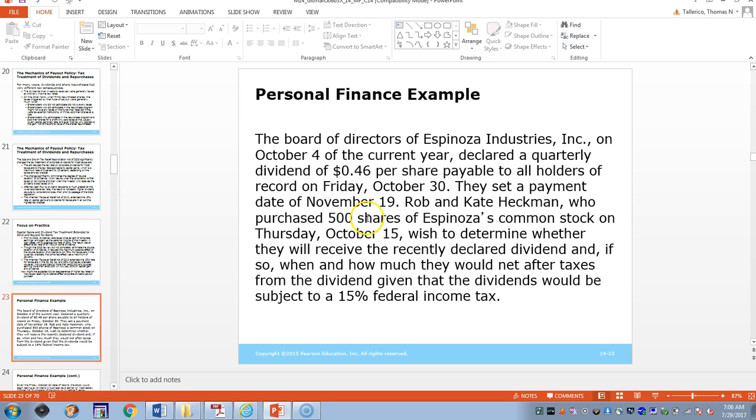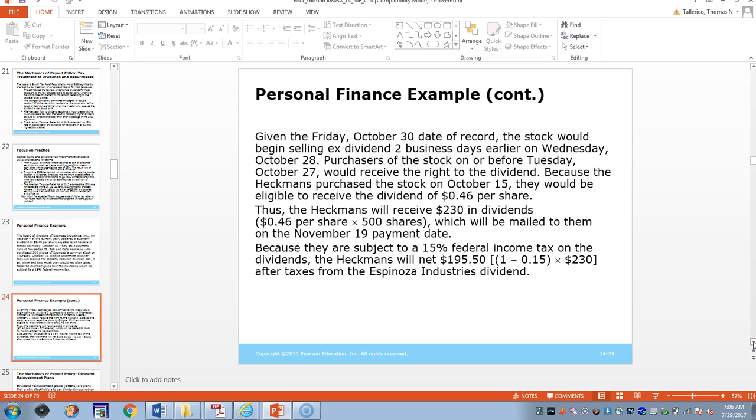So they purchased 500 shares, right? And the quarterly dividend is 46 cents per share. Given that Friday, October 30th is the date of record, the stock would begin selling ex-dividend 2 business days earlier, on Wednesday, October 28th. Remember, 2 business days. Anything after October 28th, you don't get a dividend. Purchasers of the stock on or before Tuesday, October 27th, would receive the right to the dividend. Because the Heckmans purchased the stock on October 15th, they're eligible to receive the dividend, right? It's before the 28th.